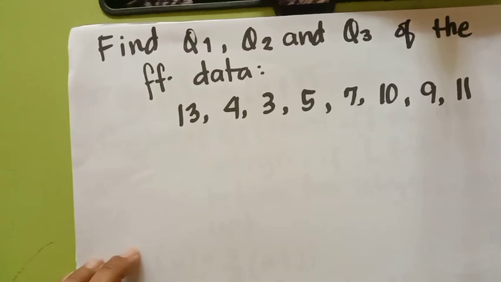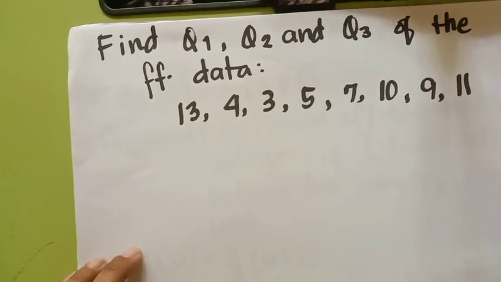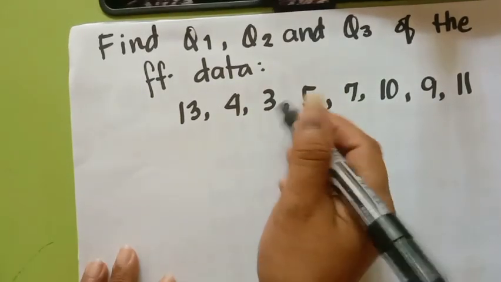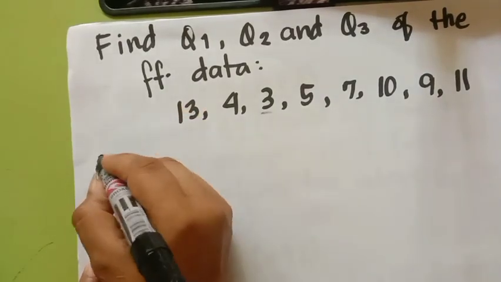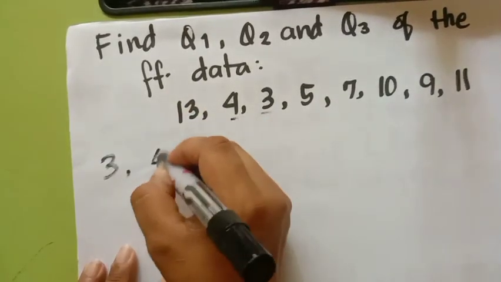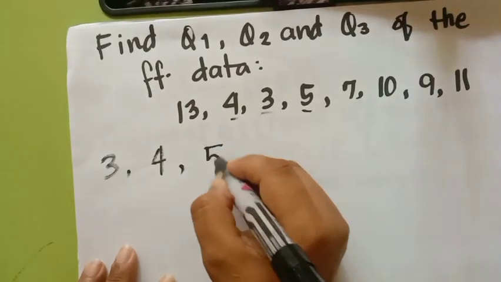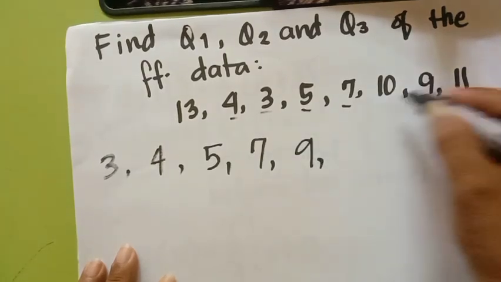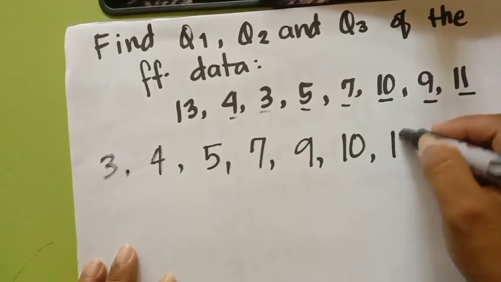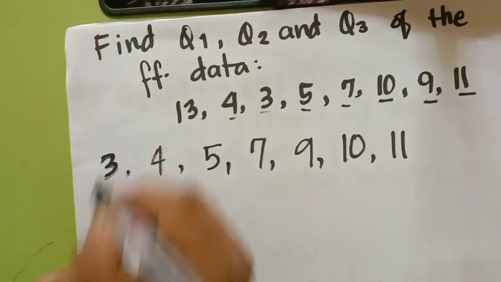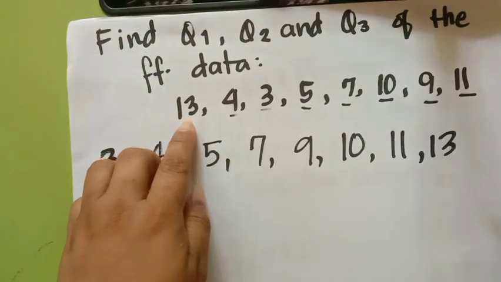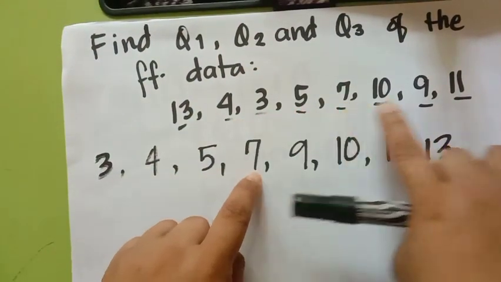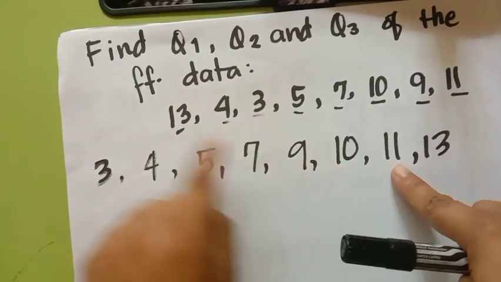So, ano yung gagawin natin? Okay, yes. So, arrange the data from the lowest value up to the highest value or ascending order. So, the lowest value is 3. Then, we have 4. Then, we have 5. 7. Then, we have 9. 10. Then, we have 11. And then, we have 13 also. Okay. 3, 4, 5, 7, 9, 10, 11, and then 13.